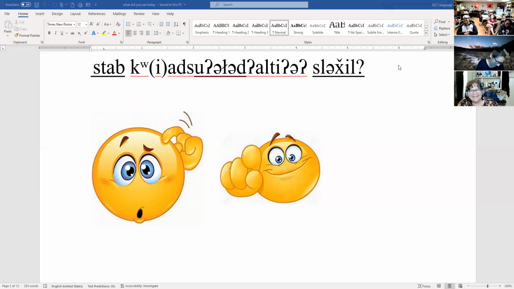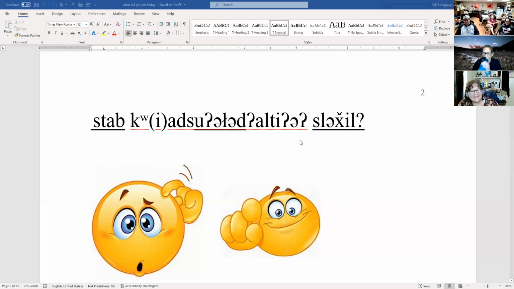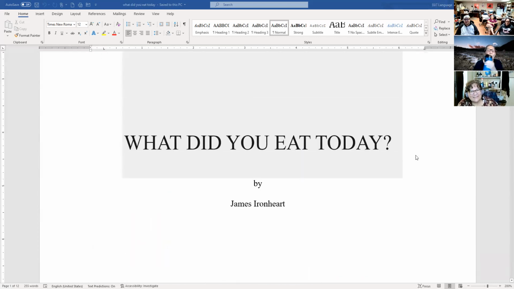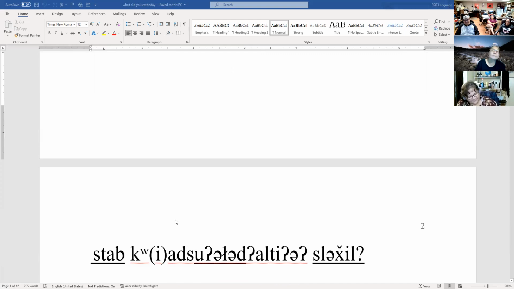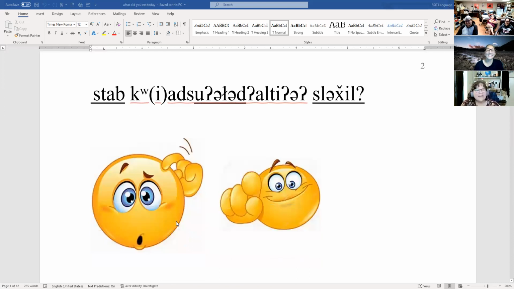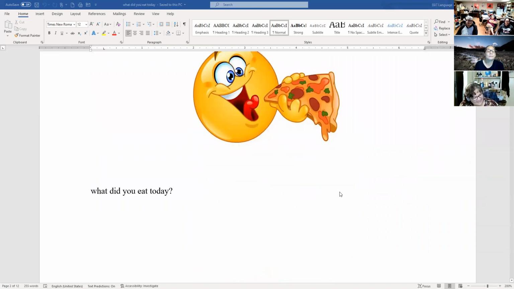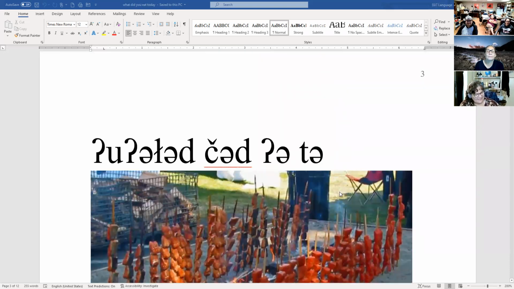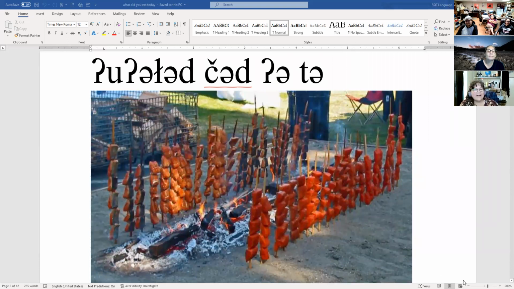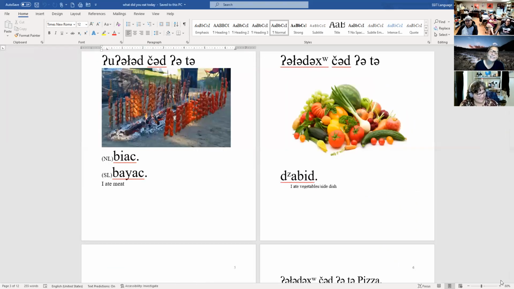So there's many points on how to use quads, right? What did you eat today? Stab quads. What did you eat? The guy's gonna eat some pizza today. That's what I had for lunch, smoked fish. Whoa.